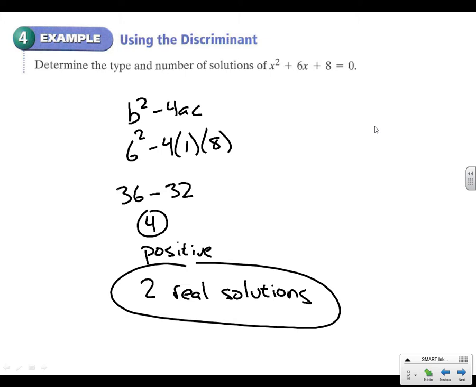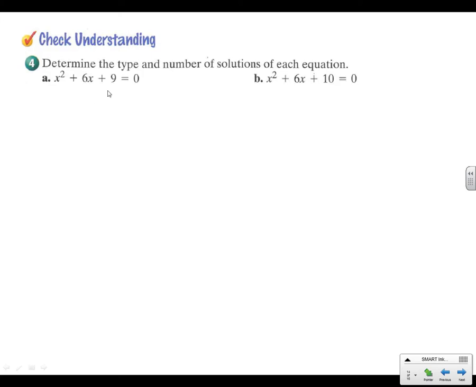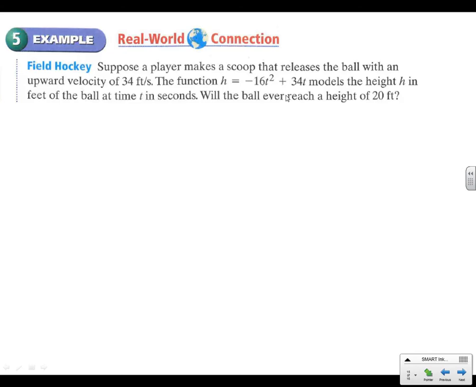See if you can figure out the type and number of solutions for these 2 problems. All right, moving right along, let's do the real-world connection here.